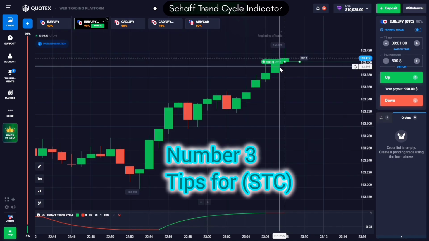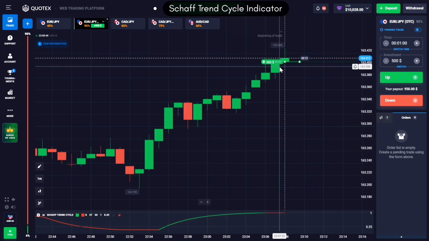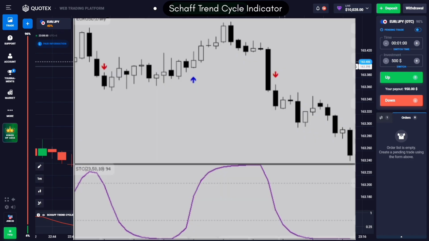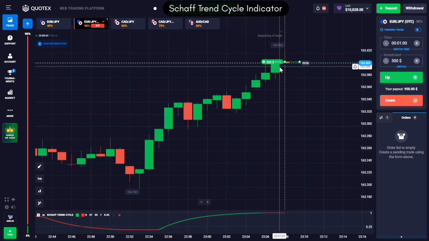Number 3. Tips for using STC effectively. Use it with multiple time frames for trend confirmation. Avoid trading during low volume periods to reduce false signals. Test the indicator on a demo account before applying it in real markets.